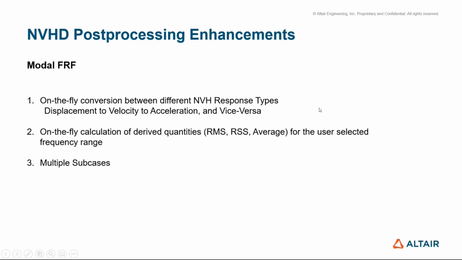I will show you a video of how it is implemented, and also the on-the-fly calculation for the derived quantity. It is normally a request that, for a given frequency range, users want to calculate RMS, RSS, or average for that particular response. And in the modal FRF it is now possible to define multiple subcases.